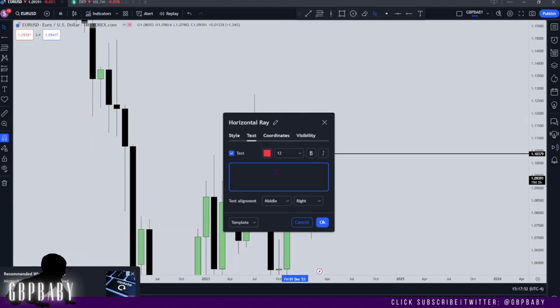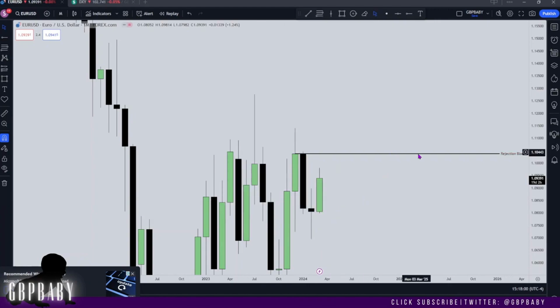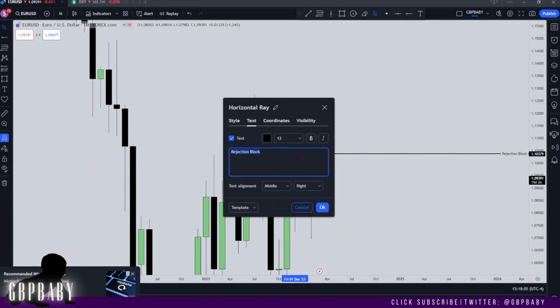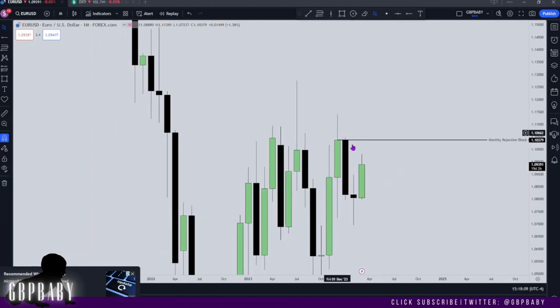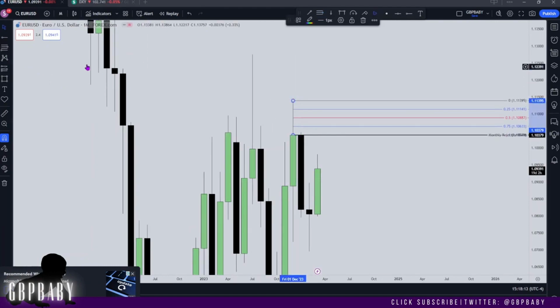Now, understanding rejection blocks took me some time to learn, and even now I don't fully understand what they are, but I do believe this is going to be an example of us witnessing price trade into it. Monthly rejection block, right, cool. And then in terms of where in that block, it would simply be the 50% level, consequent encroachment. But remember, this is the monthly, so price doesn't necessarily need to reach up there this week or anything. But at least we have, again, a draw on liquidity, which is the main thing.